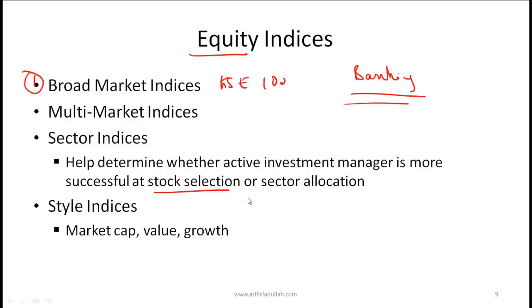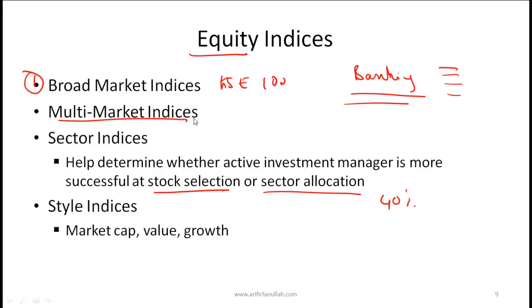So if a manager is not good at stock selection, the better thing to do would be to simply allocate. So let's say we are allocating 40% of an investment portfolio to the banking sector, then if we are not good at stock selection, it just makes sense to allocate to the sector, and when we allocate to the sector, we should just buy the shares in the relevant banking sector index.